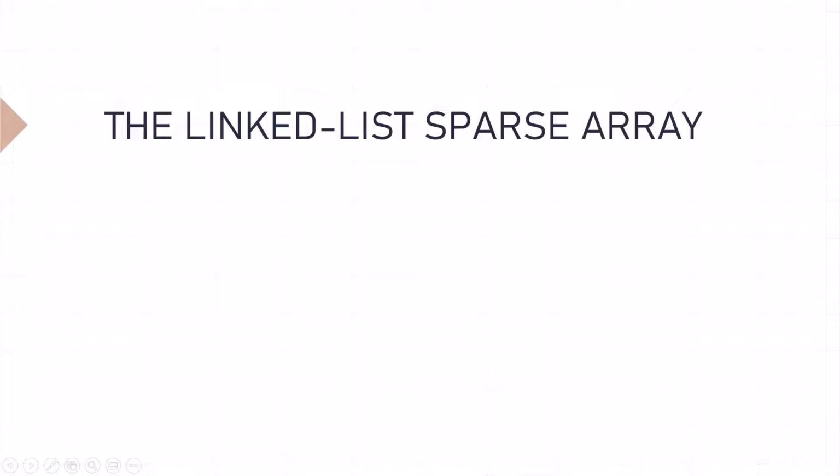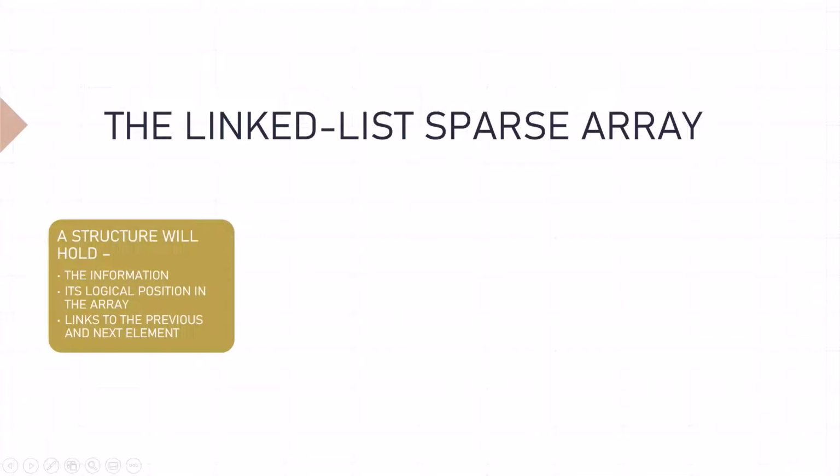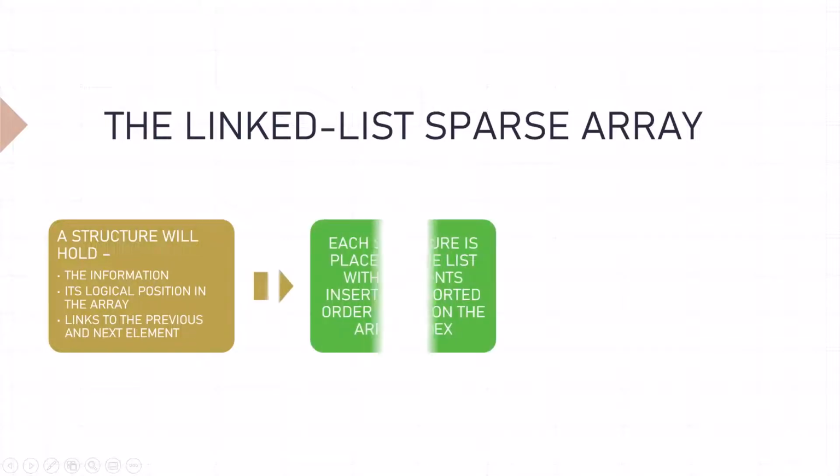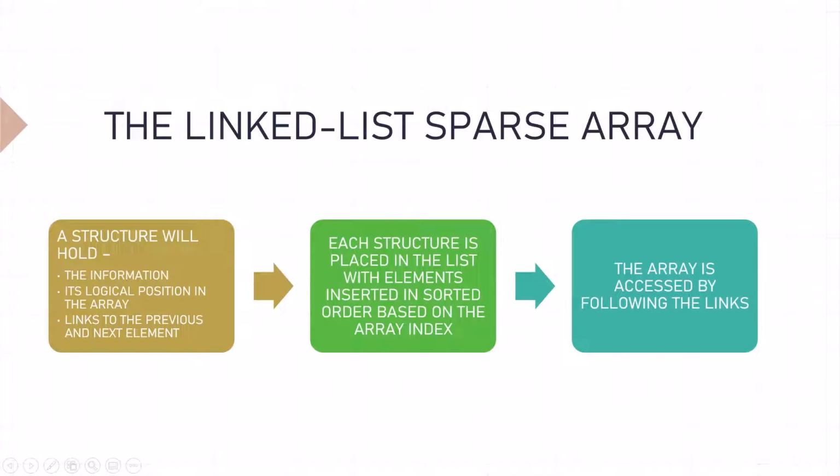We of course would need a structure that will hold the information, the logical position of the element or the cell, if you will, in the array, and the links to the previous and the next element, right? Each structure would be placed in the list with elements inserted in sorted order based on the array index, which would be, if you think about a spreadsheet, the row and the column. The array would be accessed by following the links in the list.